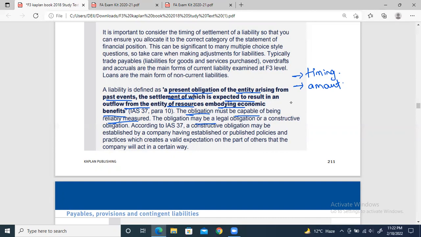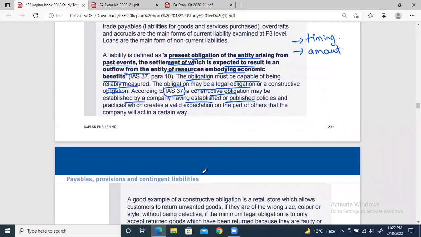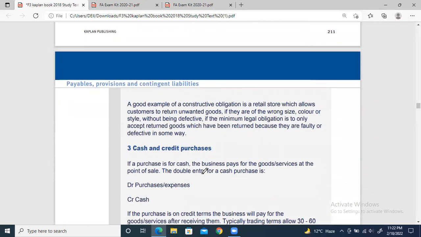So obligation may be a legal obligation or a constructive one. So these two we'll also be discussing in just a while. So this accounting standard is basically known as IAS 37. This is basically the provisions and the contingent liabilities. So according to IAS 37, a constructive obligation may be established by a company having established or published policies. So detail again we'll be discussing. We don't want to read it from here. There is a detail just after 2 pages. So we'll read it from there.